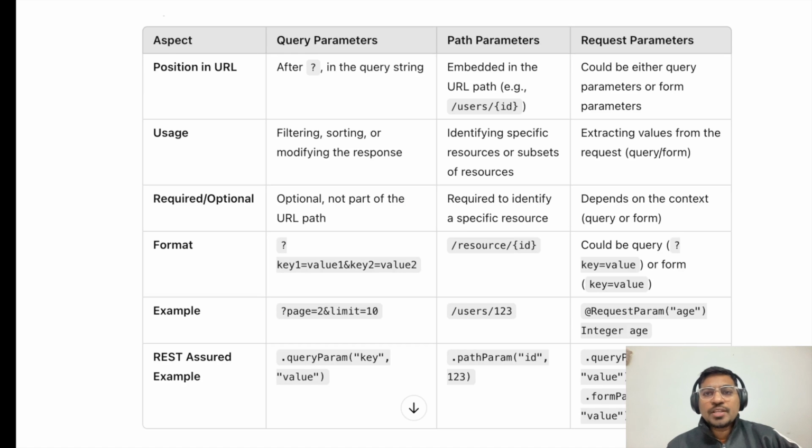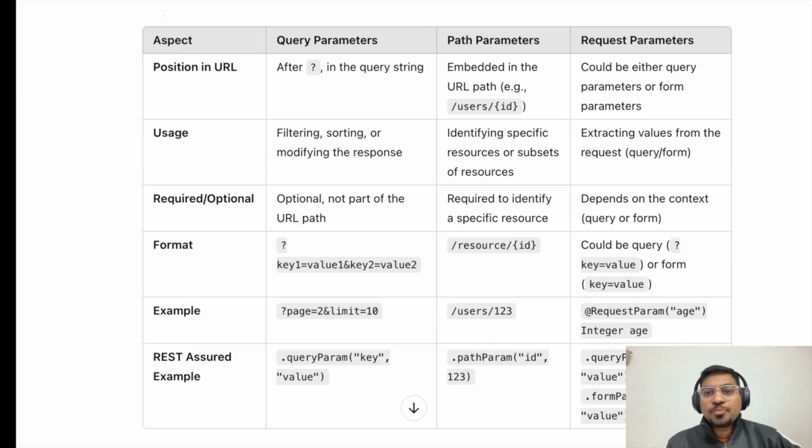Let's talk about the differences between these three things, as if you want to create a table or give the information on exactly what the differences are. First is the position in the URL: what is the position of query parameters, path parameters, and request parameters in a particular URL. Whatever comes after the question mark is in the query string, the query parameters. Whatever is in the URL path, for example user ID, if some information, some filter, some ID is involved after your domain name, then it is considered a path parameter.